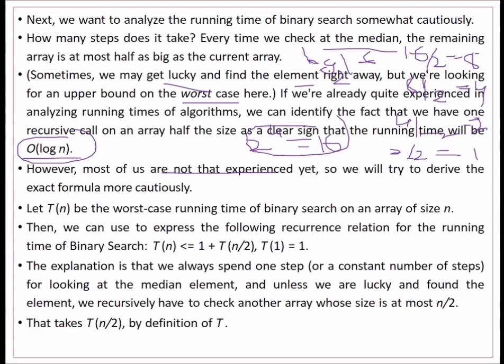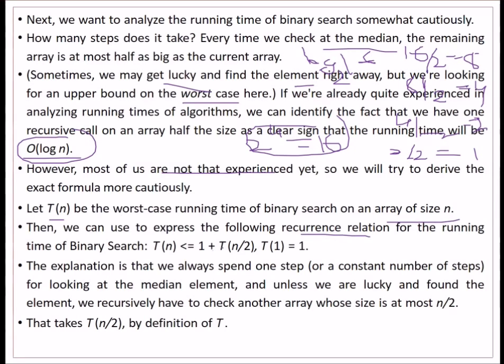But we will try to derive the exact formula. How? Let us take T(n) as the worst case running time of this binary search, which we assume to be on an array of size n, and we'll use a recurrence relation for this running time of binary search.